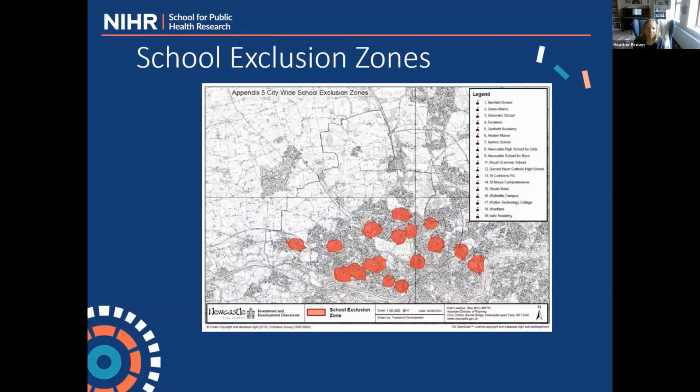So this is taken from the supplementary planning guidance for Newcastle City Council. And this shows the 18 exclusion zones. It says 19, but they missed out the number 10, so there's actually 18. And these are around the 18 secondary schools in Newcastle. And the zones are a 10-minute walk, or approximately 400 meters, from the secondary school.